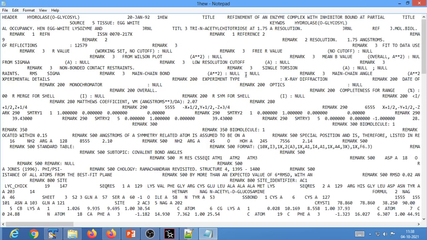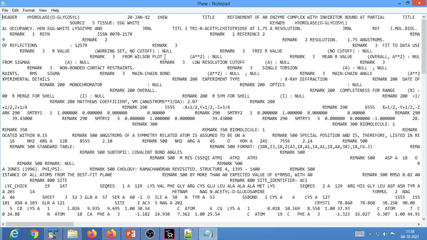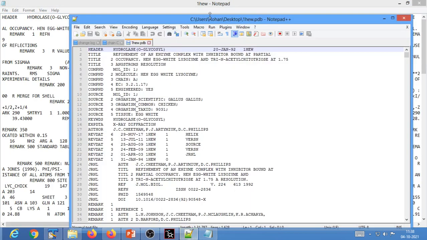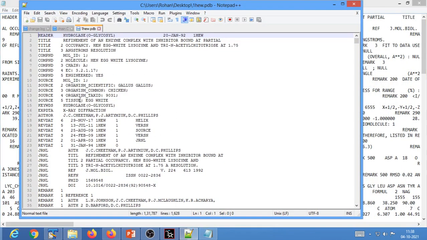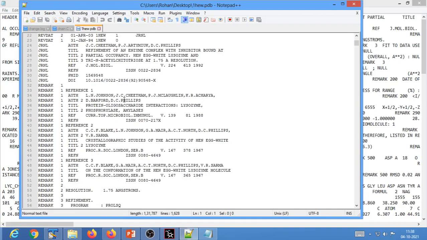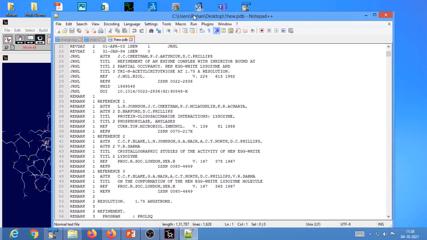So this is how things would appear when you try to open that PDB file in your TextPad, and it looks quite chaotic. You won't be able to understand what is exactly written in your PDB file. But if you open it in some advanced text editor like Notepad++ or TextPad, the same file would appear something like this. Now it appears to be quite organized, and you can make out what exactly is written. That is why we require some text editor.